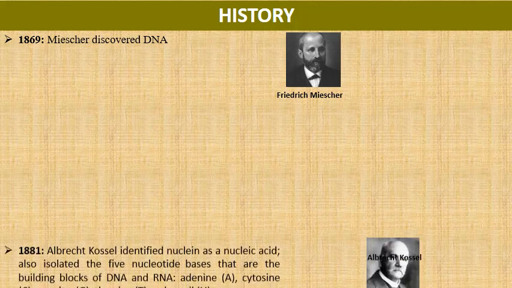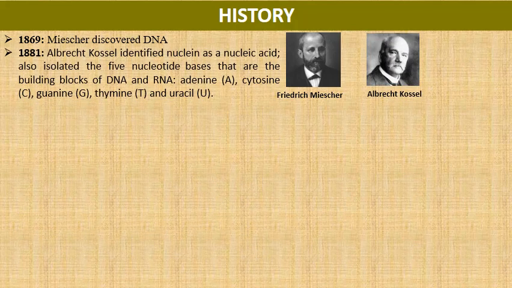In 1881, Albrecht Kossel identified nuclein as a nucleic acid and provided its chemical name, deoxyribonucleic acid. He also isolated the 5 nucleotide bases that are building blocks of DNA and RNA: adenine, cytosine, guanine, thymine, and uracil. His work was rewarded in 1910 when he received the Nobel Prize in Physiology or Medicine.